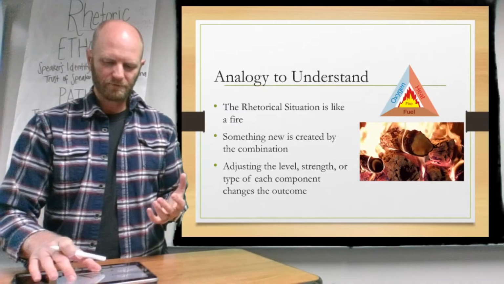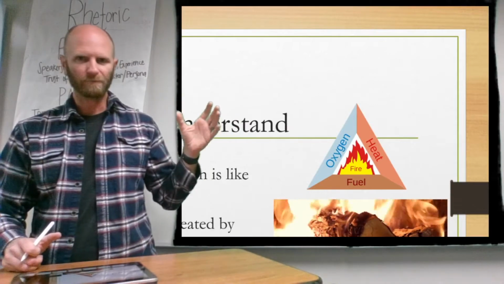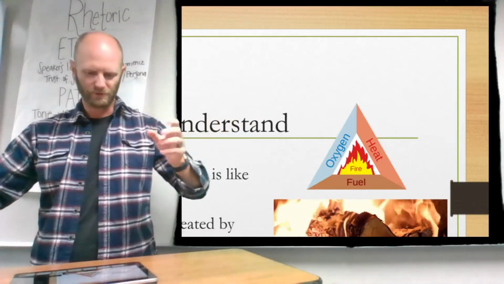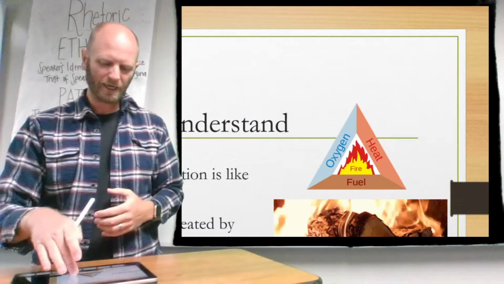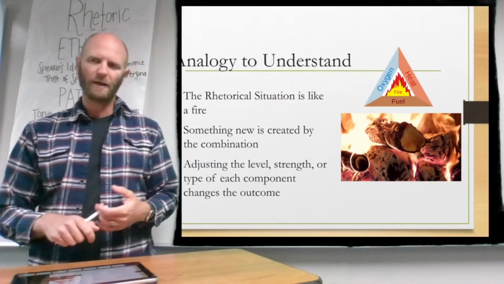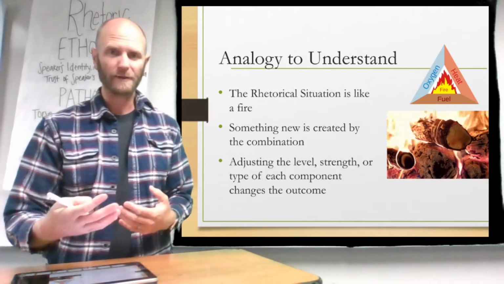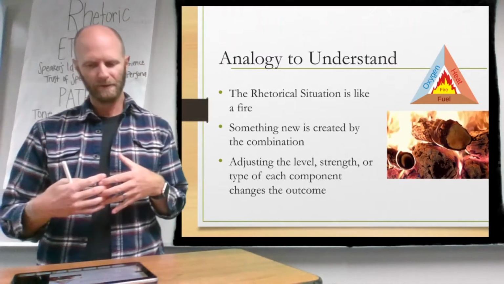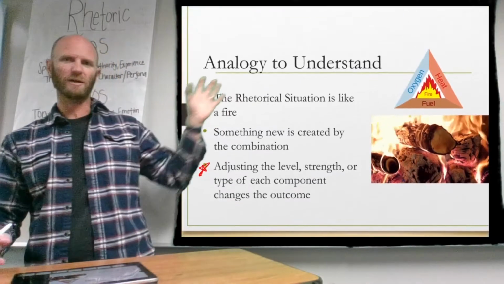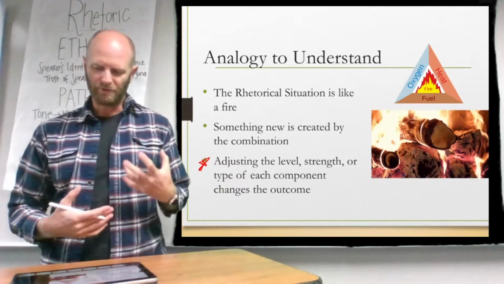To create fire, you need three different components: some sort of oxygen or oxidizing agent, you need heat, and you need some sort of fuel to combine those together. Separately, they're just their own thing. But when you combine them together, they create something entirely different, right? They create this entirely different outcome. And that's what rhetoric achieves. It creates this different effect, this different product, this different outcome based on how those are combined together, okay? And similarly to fire, if you adjust the oxygen or the heat or the fuel, it changes the nature of the fire.